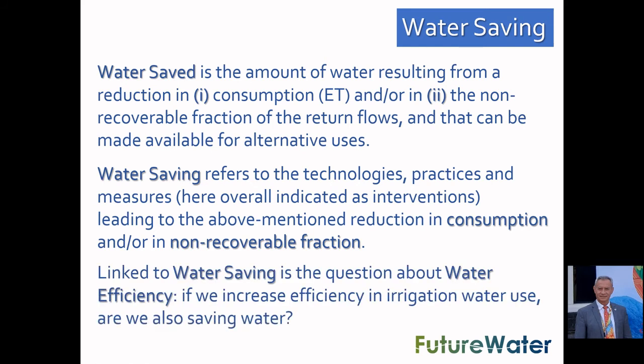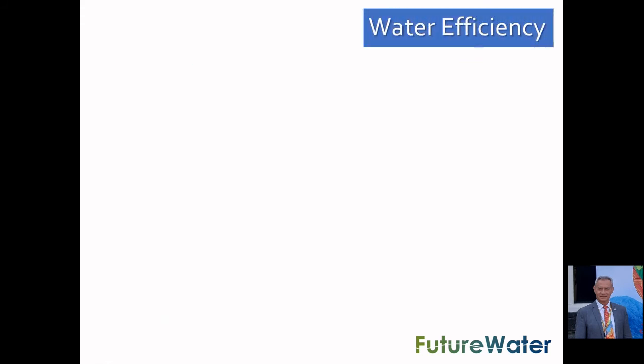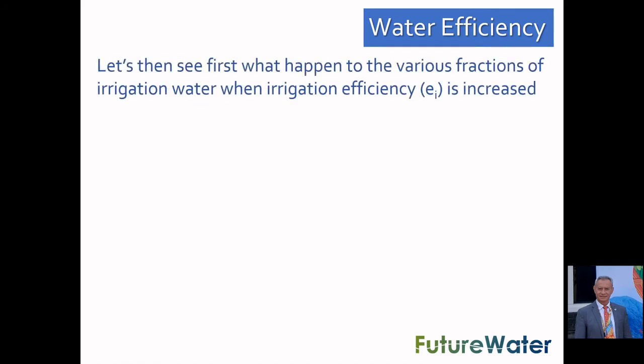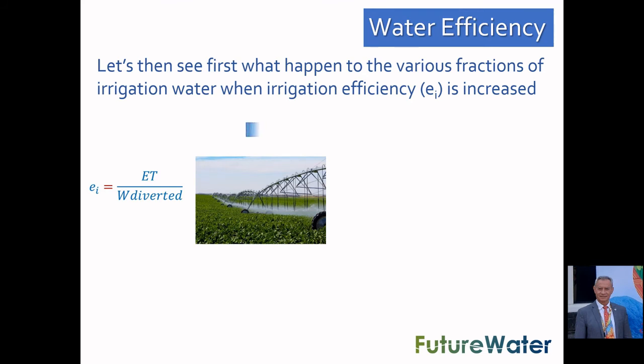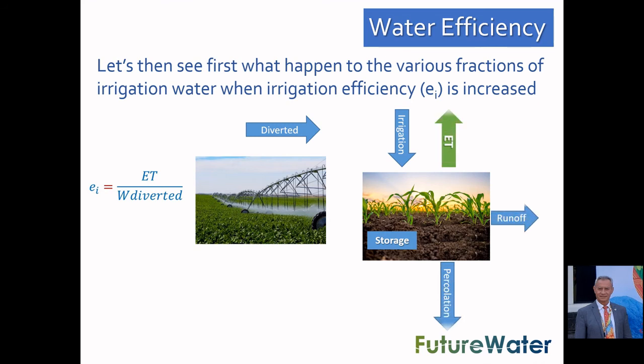Now, linked to water saving is another important question, the efficiency. If we increase efficiency, like in the case of irrigation water use, are we also saving water? Well, it's a key question, and we need again to look carefully at the different fractions. So let's first see what happened to these various fractions of irrigation water when the efficiency is increased. And we'll use the same example of irrigation as before, but we define here now efficiency.